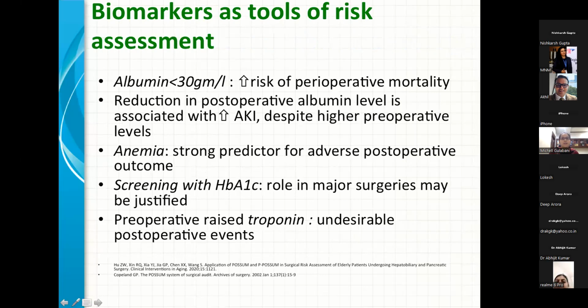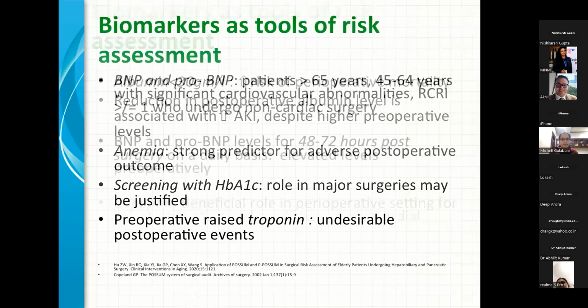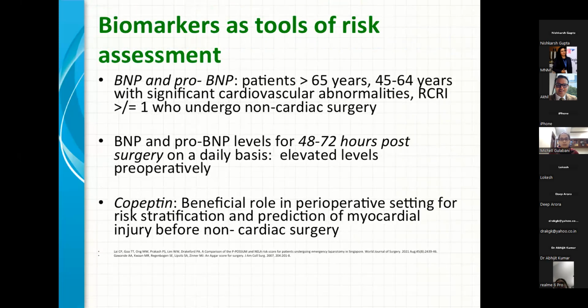Then biomarkers have emerged as a recent good tool for clinical assessment. Albumin of less than 30 grams per liter significantly increases the risk of perioperative morbidity and mortality. And anemia is another strong predictor for adverse postoperative outcome. BNP and pro-BNP are also coming in a large way and are considered to be useful in patients above 65 years or those between 45 to 64 years with significant cardiovascular abnormalities, and they should be assessed preoperatively.